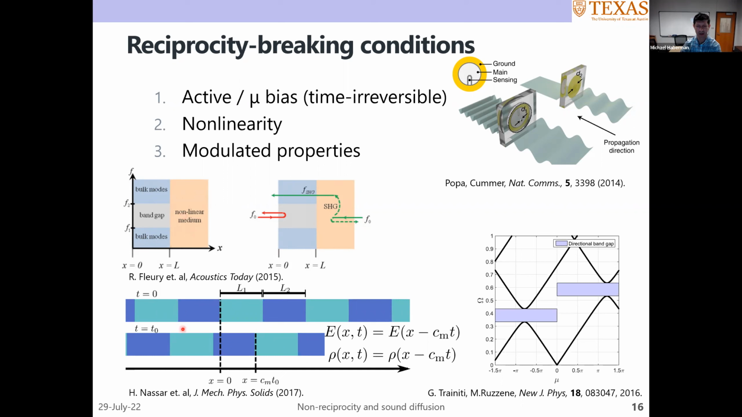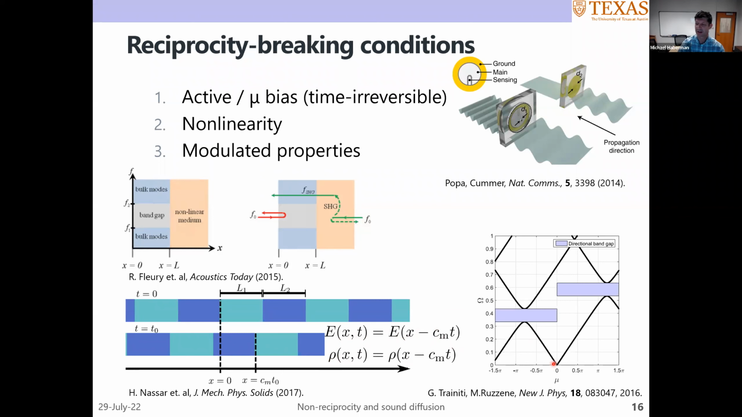And then you can also do work on what we call modulated properties, which is what we're going to talk about a lot today. We can assume, for example, in a 1D waveguide or 1D wave propagation, that the modulus of elasticity, the elastic modulus, Young's modulus, and the density could potentially be modulated in some wave-like fashion with some modulating speed that is much less than the propagating wave speed.